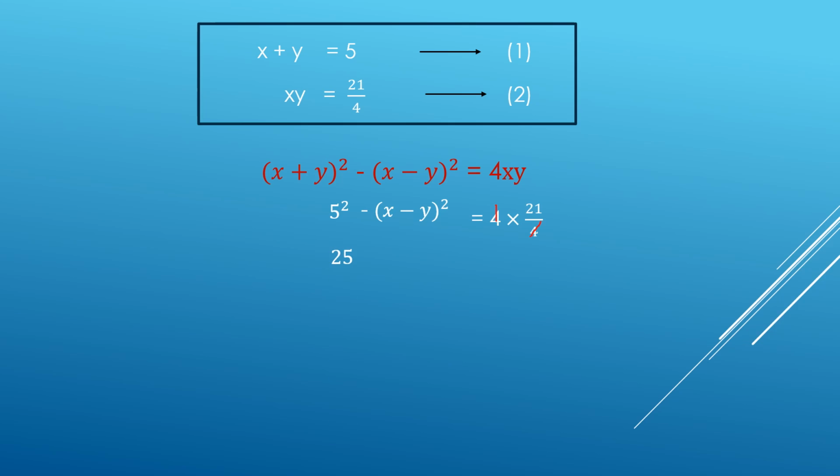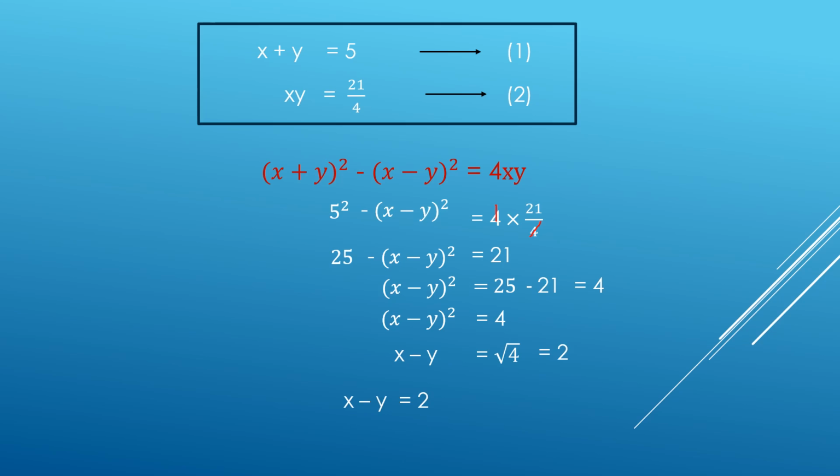Okay, 25. Minus x minus y the whole square equal to 21. Good. Now can you tell me what will be x minus y the whole square? Correct. It's 25 minus 21. So what will be that? 4. So we got x minus y the whole square equal to 4. Now my question is, how will you find x minus y? Good. It's square root of 4 and that is 2. So we got x minus y equal to 2 and we call this as equation 3.